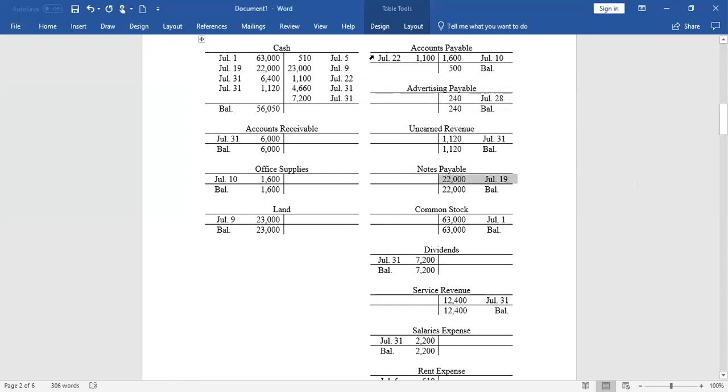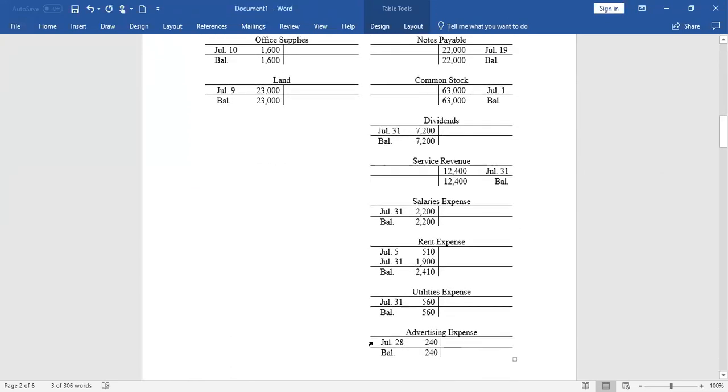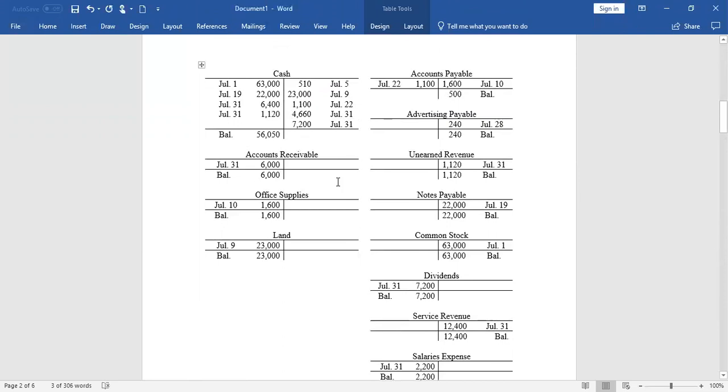On the next one, on the debit side of accounts payable, $1,100. And then on the credit side of cash, $1,100. The 28th, I'm going to have to go down a little bit. There we go. On the advertising expense, debit side, $240. Go back up. Advertising payable, credit side, $240. The next journal entry, on the debit side of cash, $6,400. Debit side of accounts receivable, $6,000. Credit side of service revenue, $12,400.